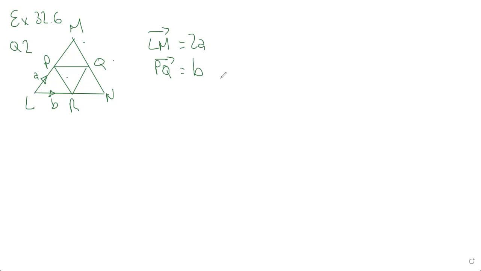So P is negative A, right? So you can have negative A, and then this way is B. And then if you go up to Q from here, you've got A again. And the A's cancel out, which just gives you B again.